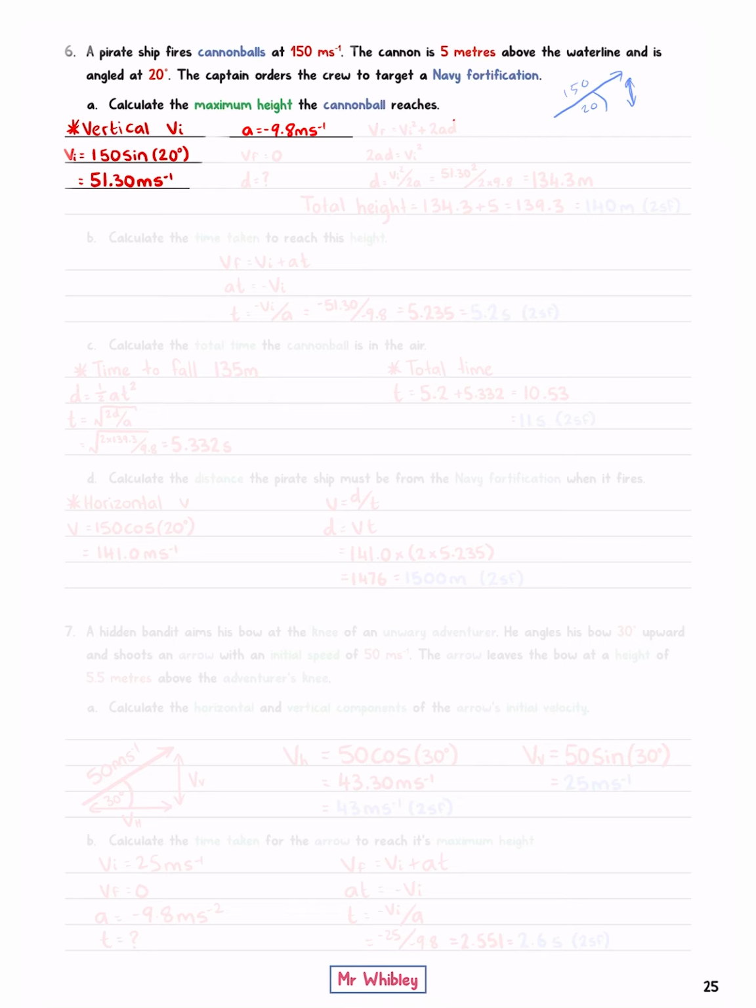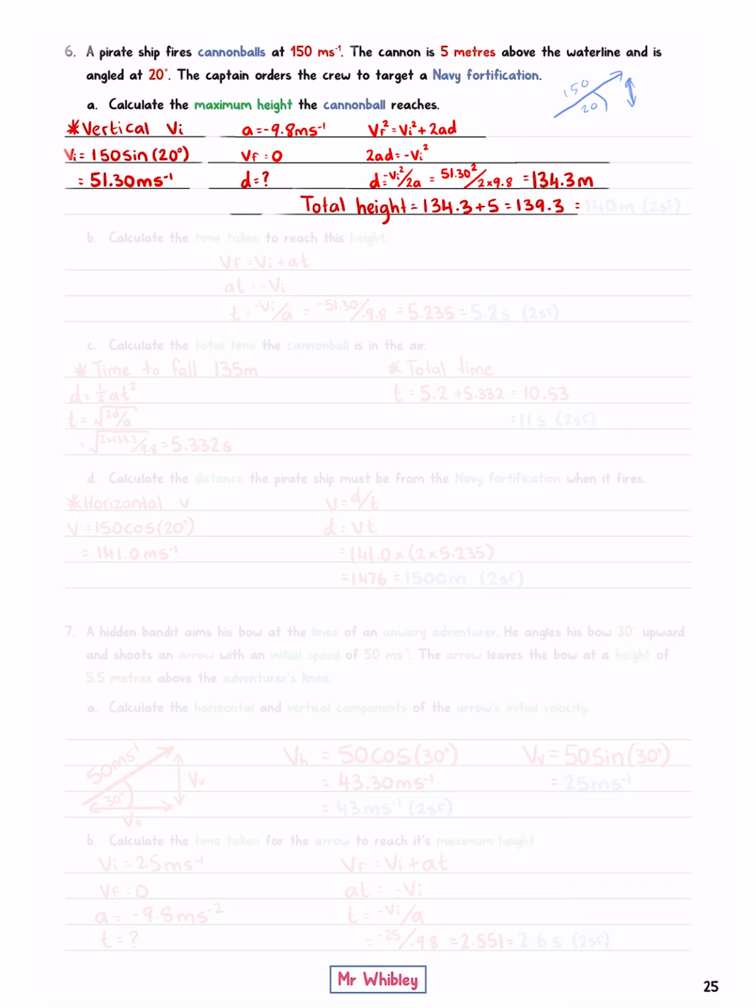Our acceleration is 9.8. We know that at the top of our motion, our final vertical velocity is 0, and the distance is what we're trying to find. So we need to choose the kinematic equation without time, rearrange for our distance, knowing that Vf is 0, we subtract Vi squared from both sides, and then divide both sides by 2a, put our numbers in, which gives me 134.3 meters. And now to find our total height, we just need to add on our 5 meters that our cannon is above the waterline, which gives me 139.3, or 140 to 2 significant figures.